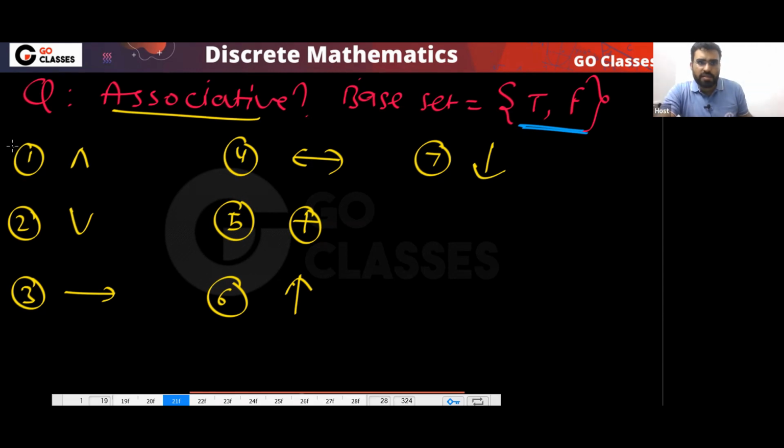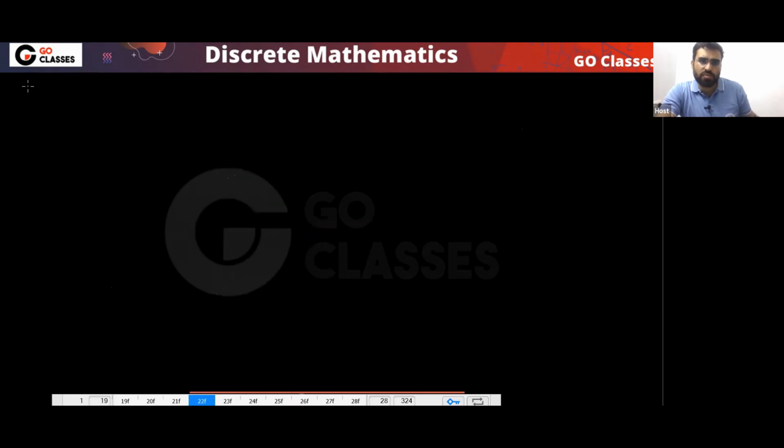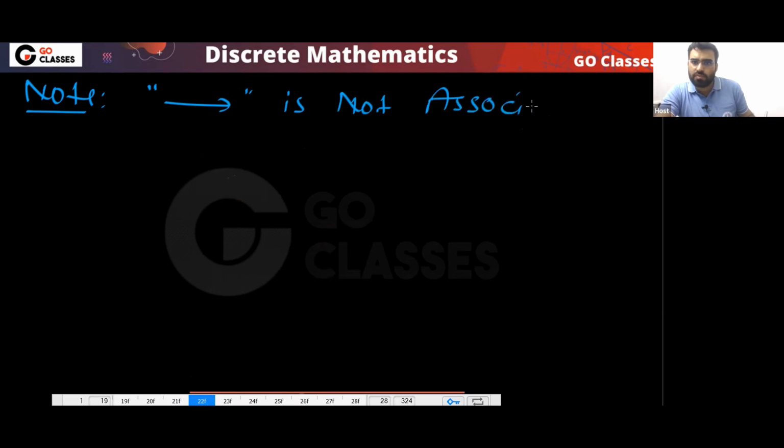You know that conjunction is associative. Disjunction is also associative. These four things are associative. What about the remaining? Let us check. What can you say about NAND? Can I say this is associative? See, this implication is not associative. This is clearly not associative.